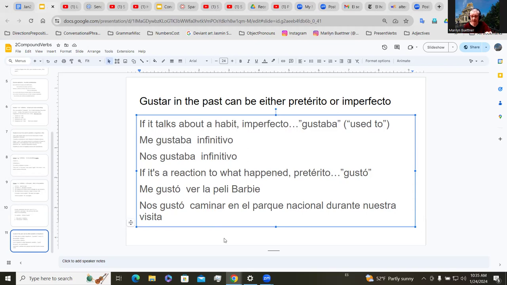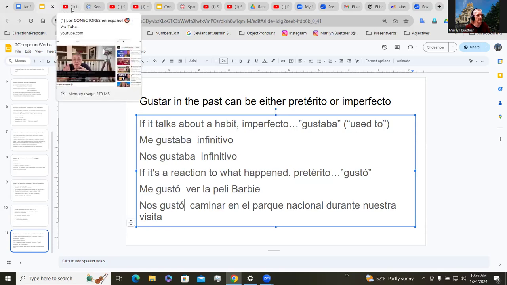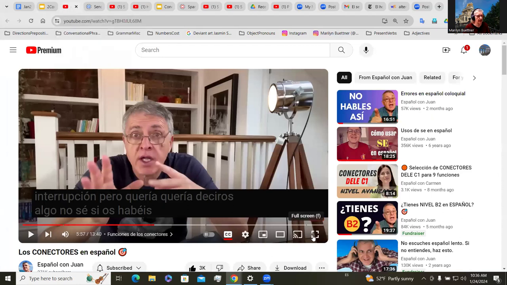And we can take that idea of the music, Lori, and change it a little bit. Me gustó escuchar la música del concierto. Me gustó. I liked listening to the music. Okay. So we can tweak it a little to fit it into that infinitive thing. But it would be totally appropriate to say me gustó la música en el concierto. ¿Ok? ¿Bien? Sí. Perfecto. Bien, bien. Ok. Vale.